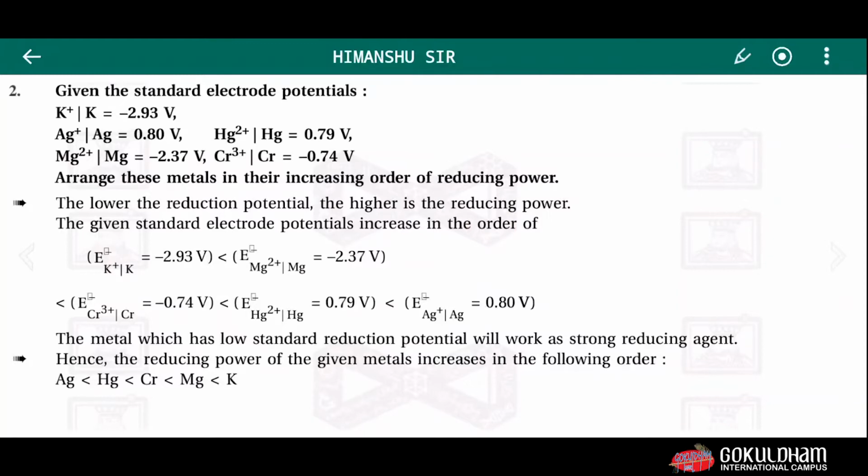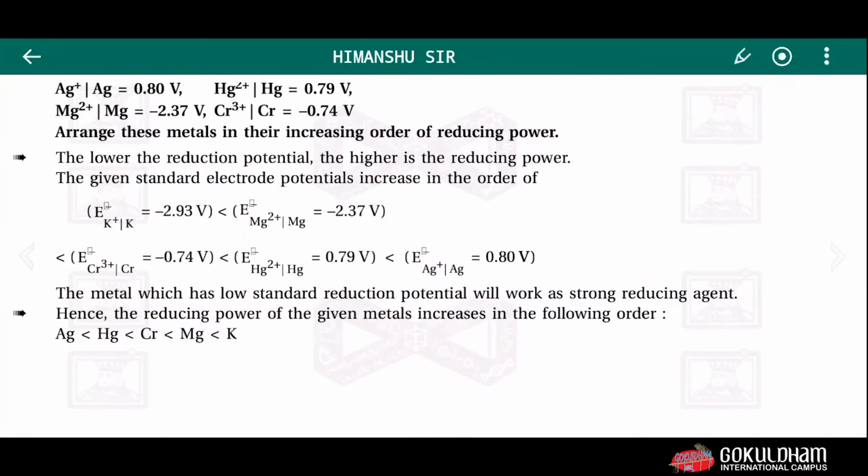Now in our second example, you can see on screen the standard electrode potentials which are given to you. The first one is potassium, which has minus 2.93 volts; silver has 0.80 volts; Mg2+ to Mg is minus 2.37 volts; Hg2+ is 0.79 volts; Cr3+ is minus 0.74 volts. And your question is: arrange these metals in increasing order of reducing power.